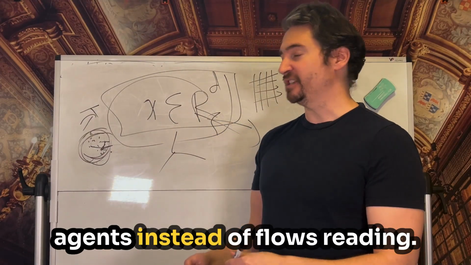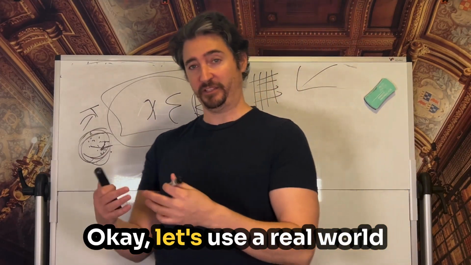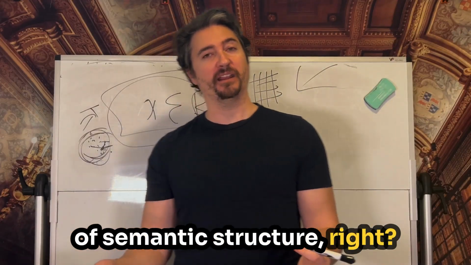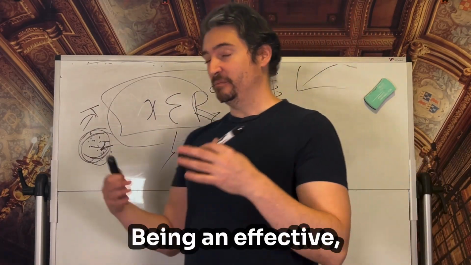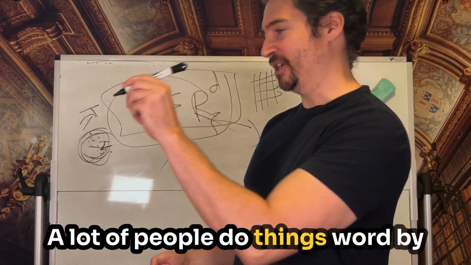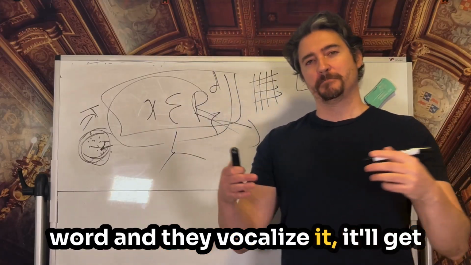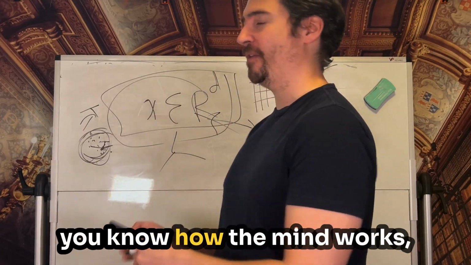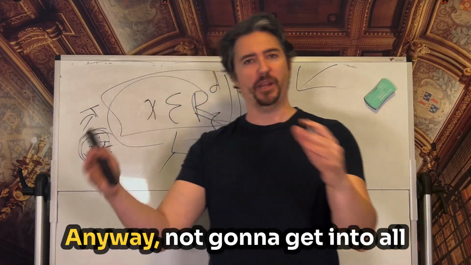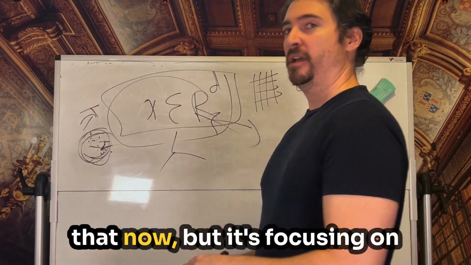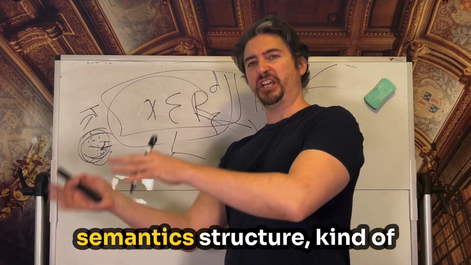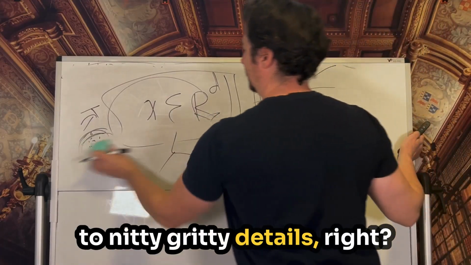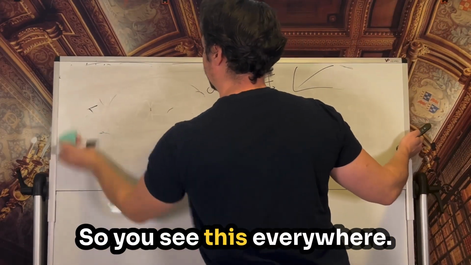In economics, it's modeling agents instead of flows. Let's use a real-world example, reading: focusing on words instead of semantic structure. I talk about this a lot, being an effective reader. A lot of people read word by word and vocalize it. It'll get the job done, but it's really not effective reading if you know how the mind and memory work. Anyway, I won't get into all that now, but effective reading focuses on semantic structure, more global things as opposed to nitty-gritty details. So you see this everywhere.